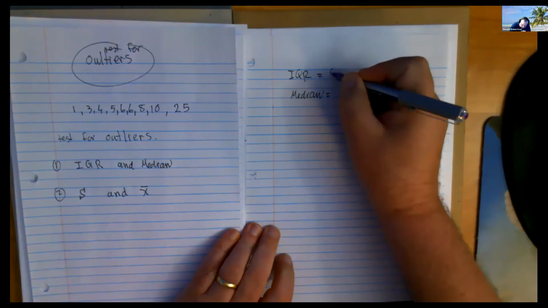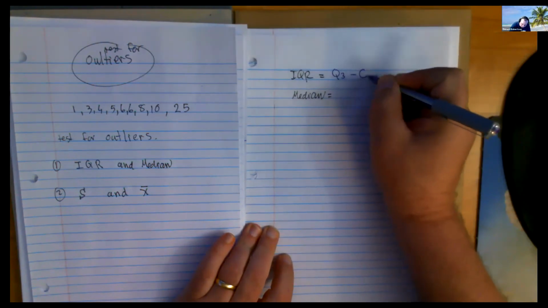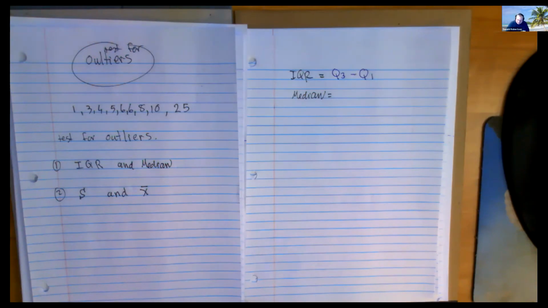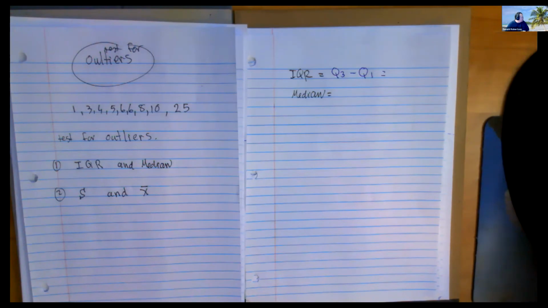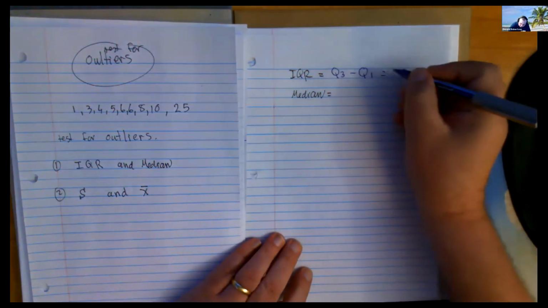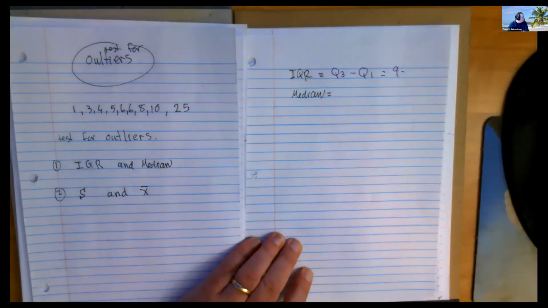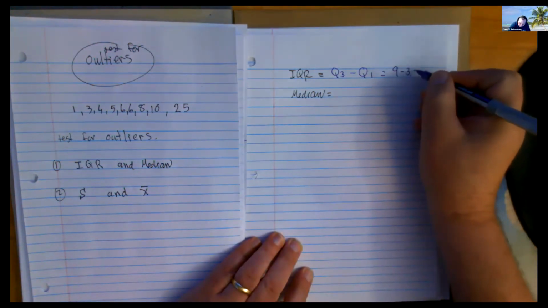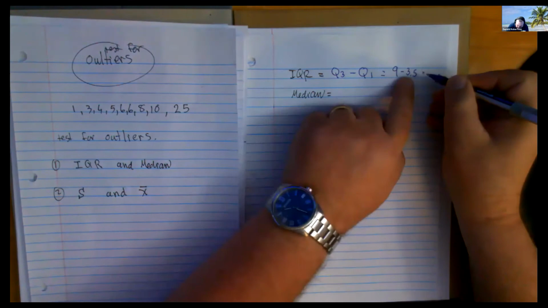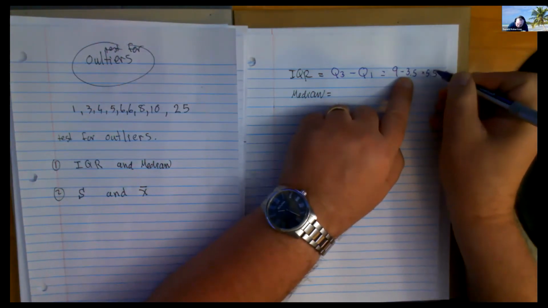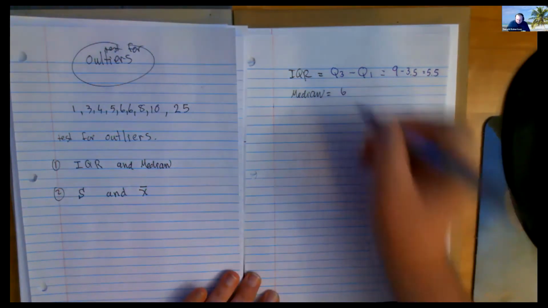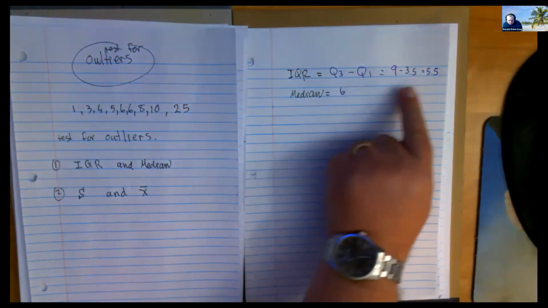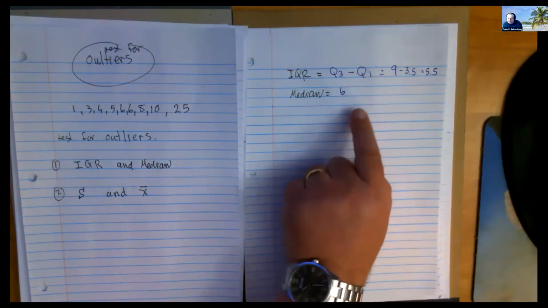Okay. Can you remember the formula for the interquartile range was Q3 take away Q1? Now, although you can't see it, I'm reading it off. Q3 is 9 and Q1 is 3.5 because the calculator tells me it is. And when I subtract one from the other, I get an interquartile range of 5.5. The median is 6. So according to the calculator, an interquartile range of 5.5 and a median of 6.